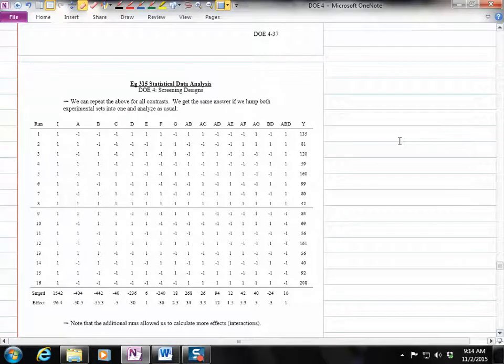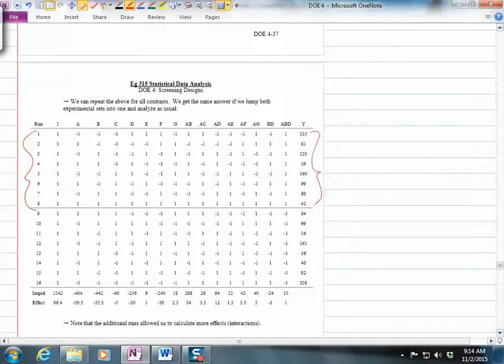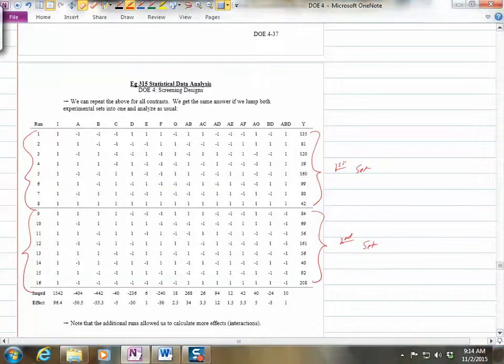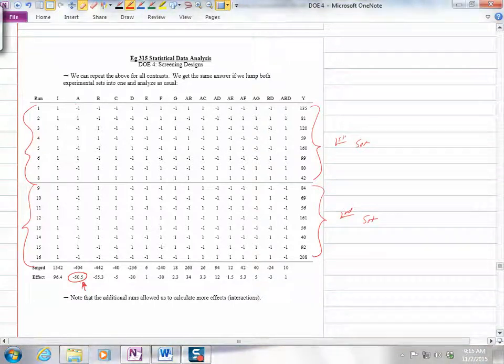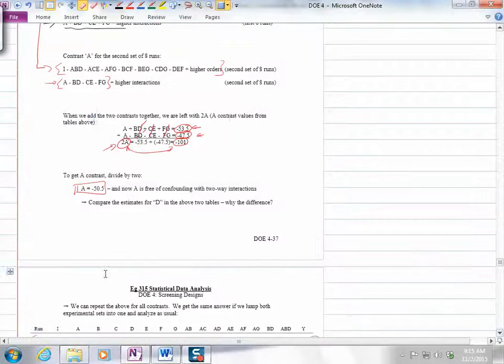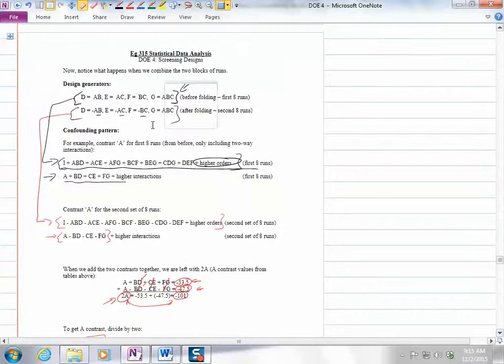So notice, just looking at this some more, if we just take our first 8 runs, that's the first set, and there's the second set right there. And if we just lump them together and calculate effects like we normally do, you do get the answer that we just showed by going through this explanation of what's happening.